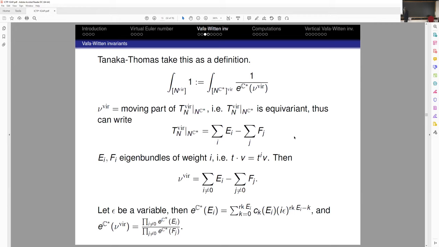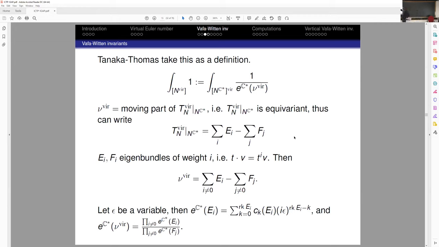As I said, Hannah and Thomas have taken this as a definition. So the virtual number of points is defined to be the integral over the virtual fundamental class of the fixed point locus of 1 over the equivariant Euler class of the virtual normal bundle. Now, what is this? First, we have to see what the virtual normal bundle is. We have the tangent bundle of M, and we can restrict it to the fixed point locus. As this is fixed, the C star preserves the fibers, and therefore the bundle decomposes into eigenspaces for the action, where the eigenvalues are powers of T. If you take a T in C star, it acts by multiplication by powers of T.